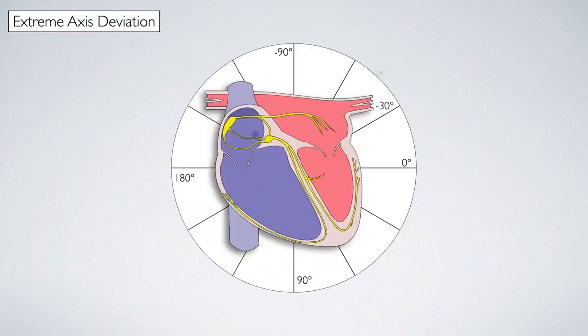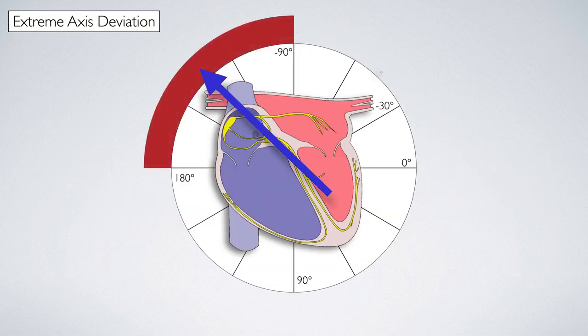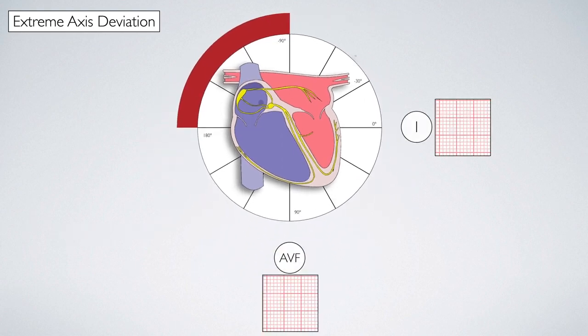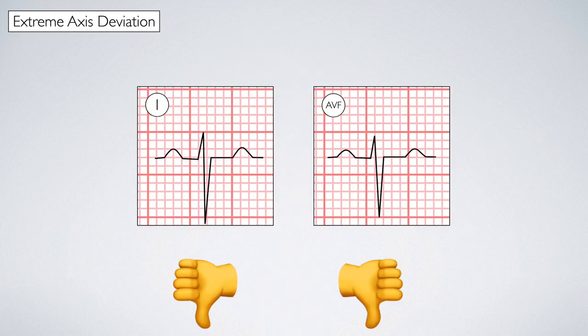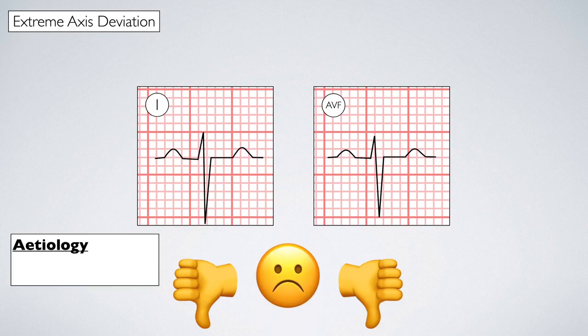Finally, let's talk about the extreme axis. This happens when electrical impulses originate from the ventricles and spread upwards, and fall between -90 and 180 degrees. In this scenario, the mean vector moves away from both lead 1 and AVF, resulting in both complexes being negative. It's like a double thumbs down sign from the heart, showing us that things are not okay. Extreme axis deviation can be caused by inappropriately placed ECG leads, but can also be caused by ventricular tachycardia.